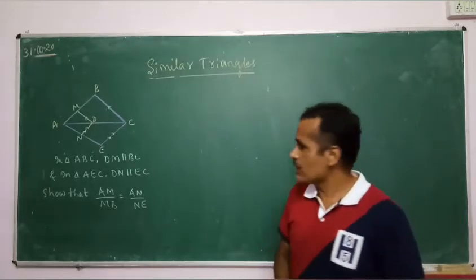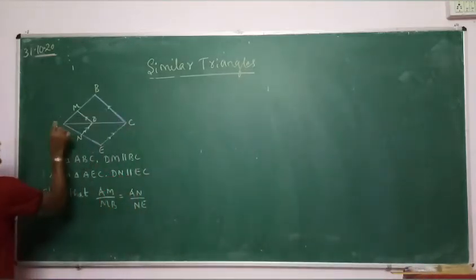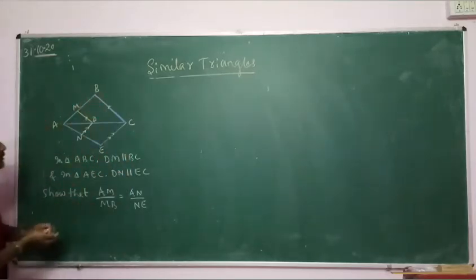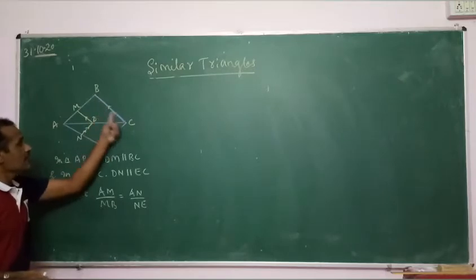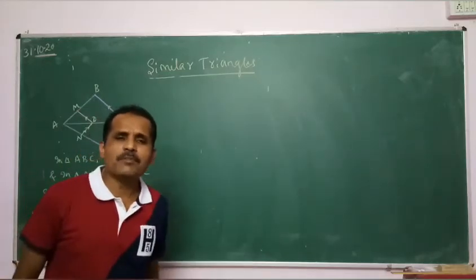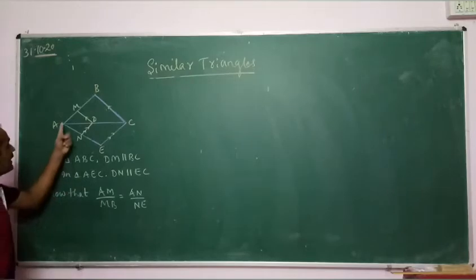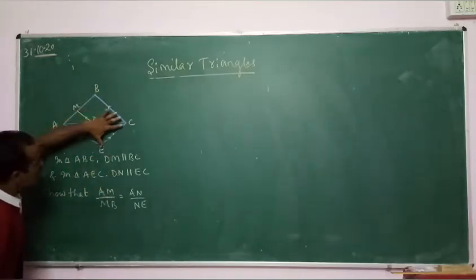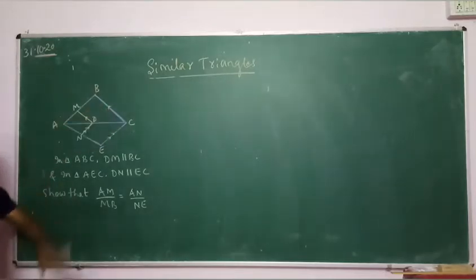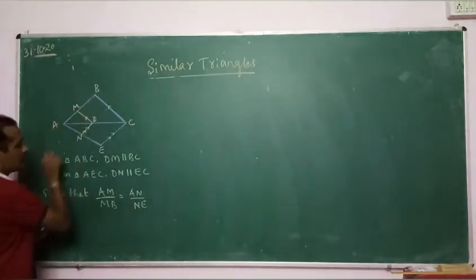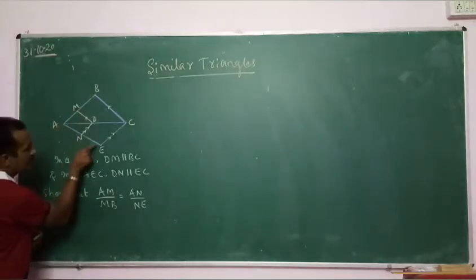Let's understand first what is given. In triangle ABC, DM is parallel to BC. That means for this side, this is the parallel. These two are parallel to each other. See, whenever a parallel is given, there is a chance that we can use the basic proportionality theorem. And they say in triangle ABC, for this triangle also, DN and EC are parallel to each other. Okay? And they ask you to show AM divided by MB is equal to AN divided by NE.